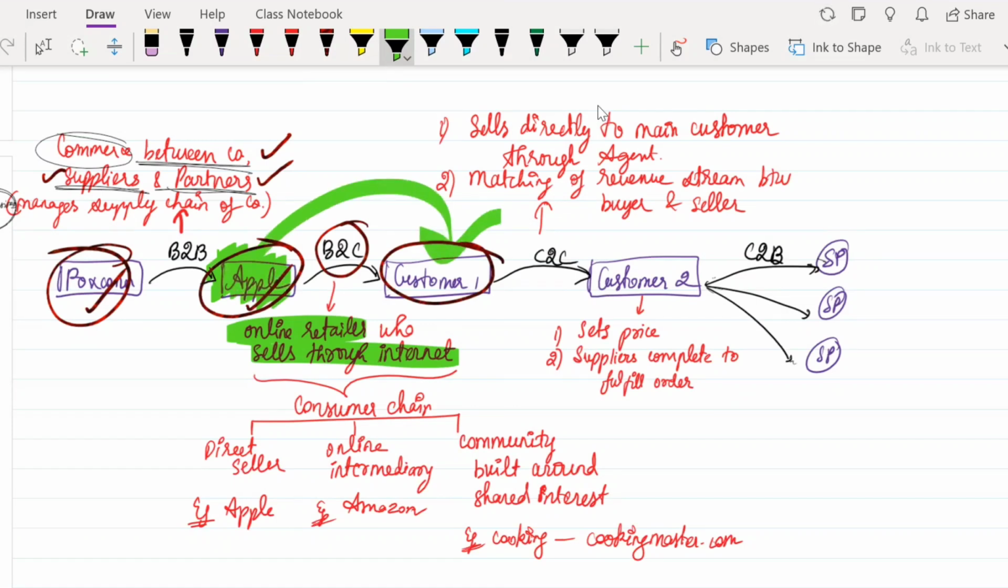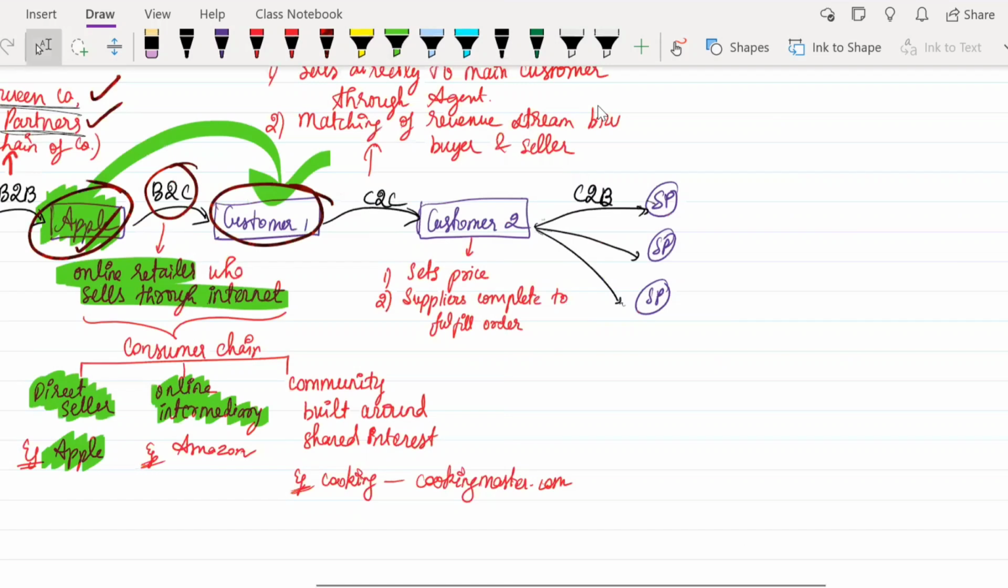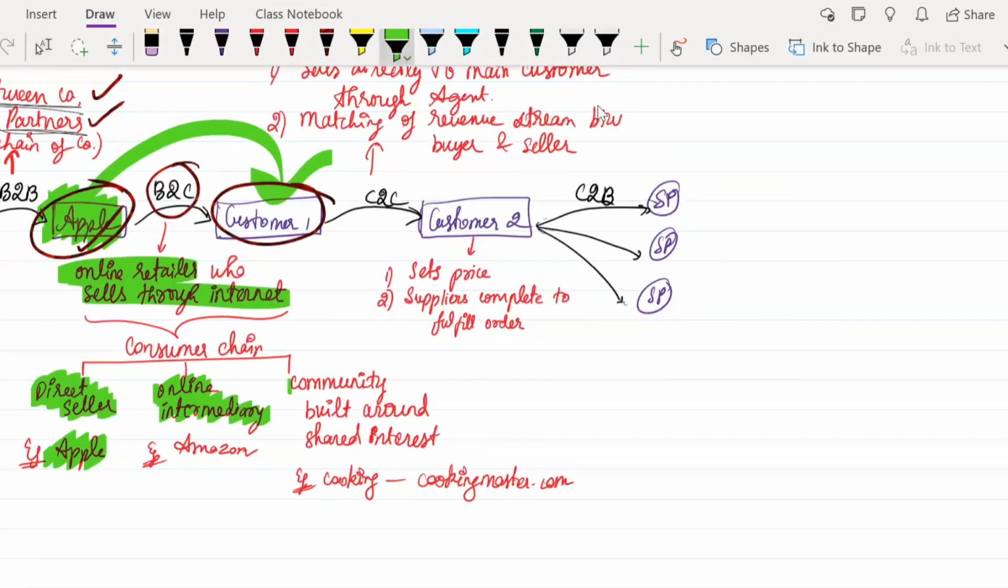There might be a direct seller, that is, from apple.com itself you can purchase Apple phones, or it might be an online intermediary, that means from the Amazon website you can buy an iPhone. Here the intermediary is Amazon. Next, there is one more kind of selling pattern which is known as a community built around shared interest. First you saw the direct seller, where Apple is selling directly. Next you saw the online intermediary, where Amazon is selling here.